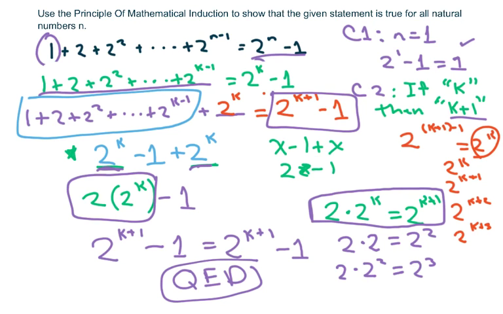Now the next 3 videos are very similar to this, so we're going to go a lot faster. They're all geometric. Then after that we're going to do much more complicated ones.